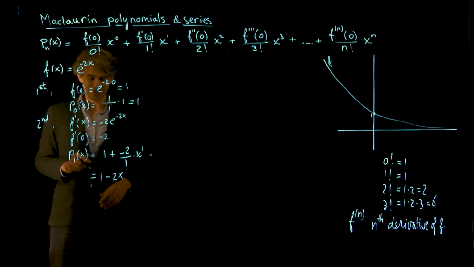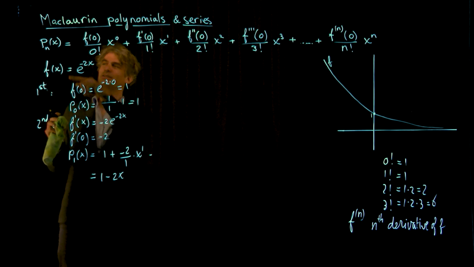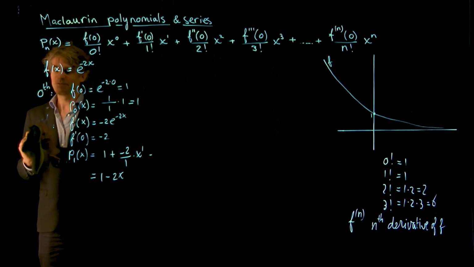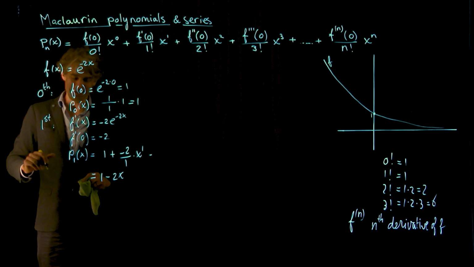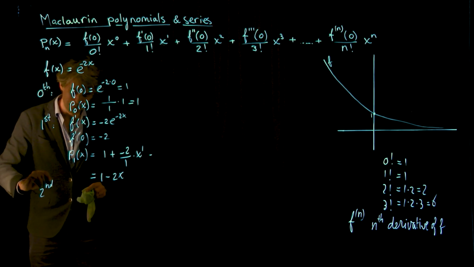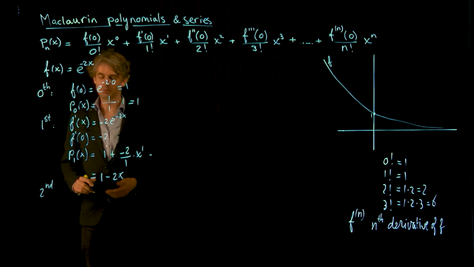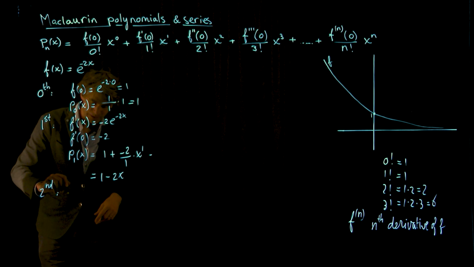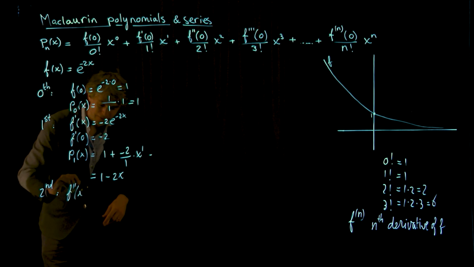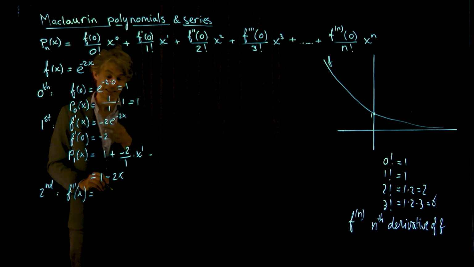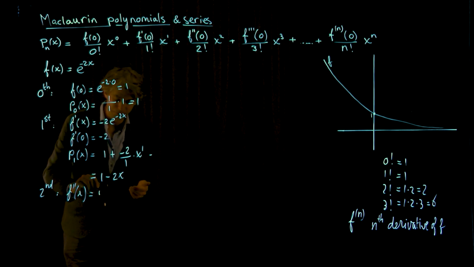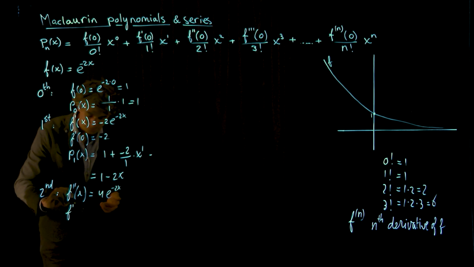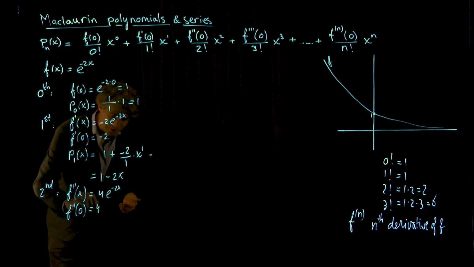Yeah, okay. Maybe it was not so nice that I wrote this first one here, because I should actually call this the zeroth polynomial, and this is then the first polynomial. And then what we're going to do now is the second polynomial, the polynomial of degree 2. So what we need is the second derivative, which we are going to compute here. Of course, we get another factor of -2, so we get 4e to the power -2x. And then we're going to plug in 0, and we get simply 4.